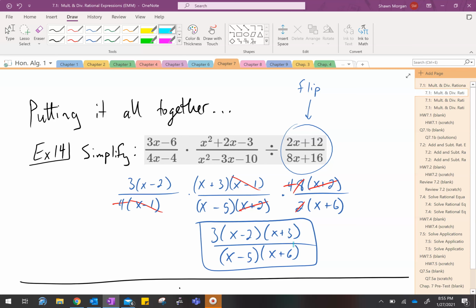Look, I hope you found this video helpful. It is just the same multiplying and dividing as far as your technique goes, with the one small caveat of, you know, flipping any fraction that gets divided.